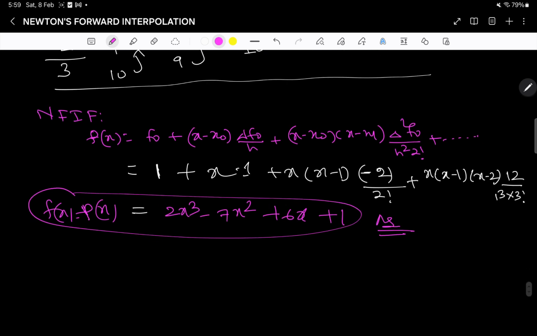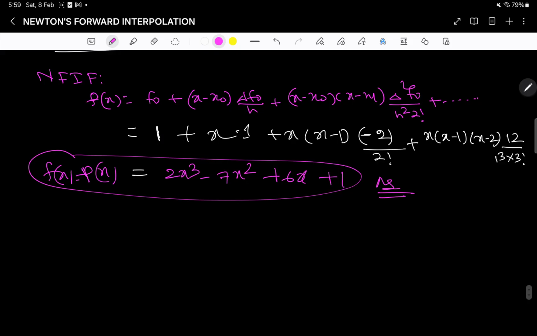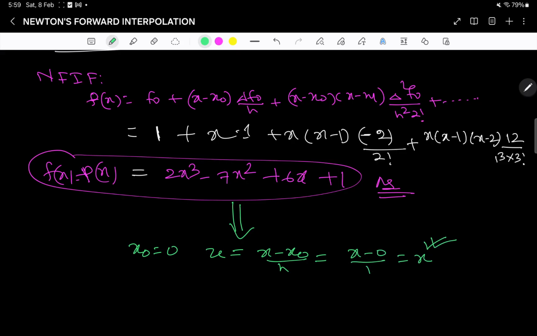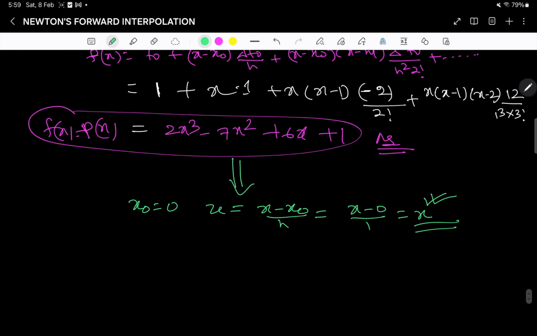Now if I want to use the formula for practical use, as I have told you, it will be like this. We can also use that formula. You see here, x0 is equal to 0, u is equal to x minus x0 by h. Okay, so this is x minus 0 by 1, which is my x. So here it will not be complicated. Otherwise, if something complicated is there, then it may be lengthy. This previous formula will work. So what is my formula here?